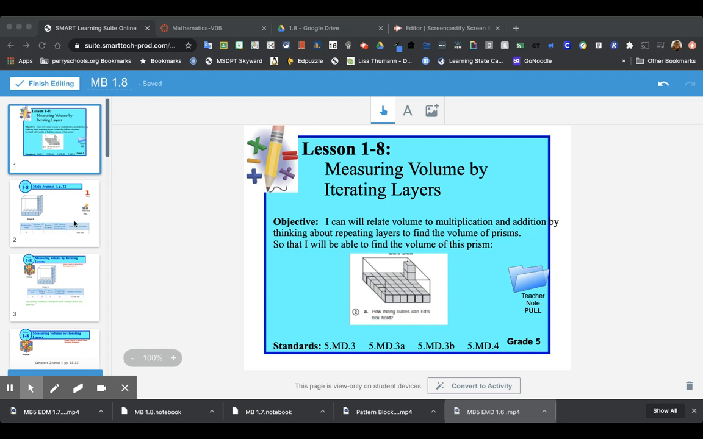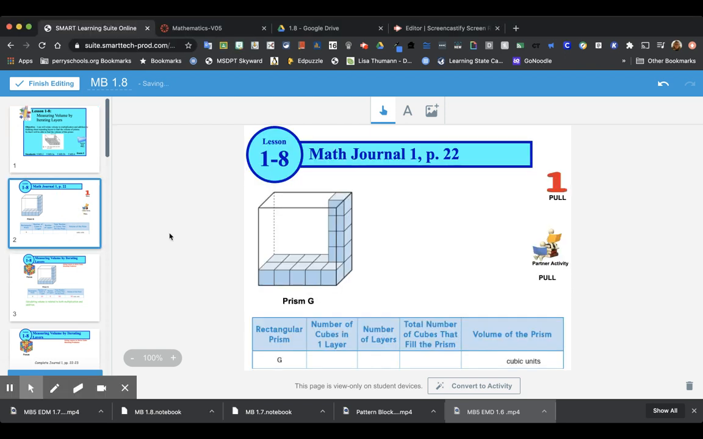What we're going to start off with is looking at a prism on page 22. It's titled Prism G. You'll see that I have a table, and the letter G is at the top. We have different columns: rectangular prism, which tells you the letter, the number of cubes in one layer, the number of layers, the total number of cubes that fill that prism, and finally, the volume of the prism.